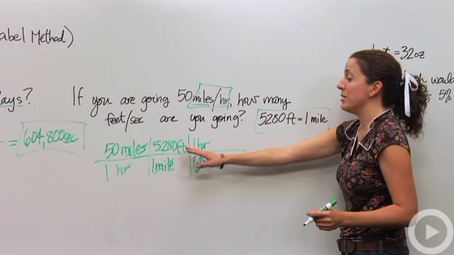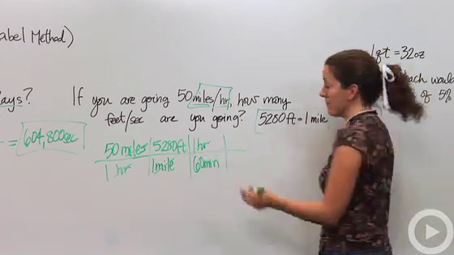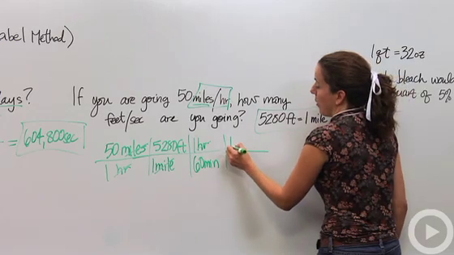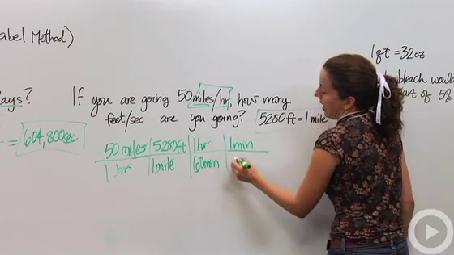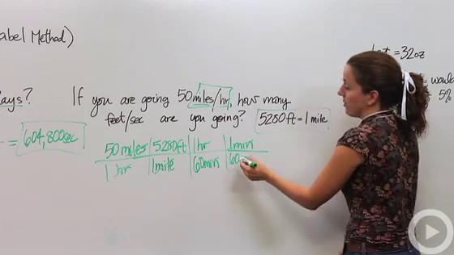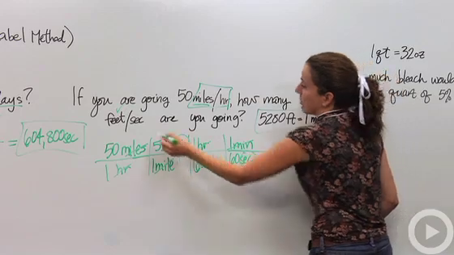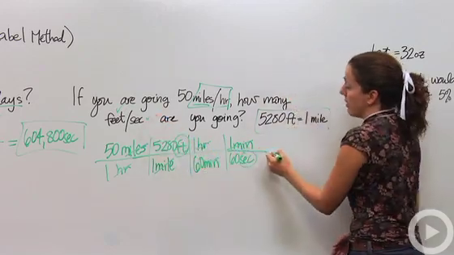If I were to stop now, I'd be in feet per minute. But I don't want feet per minute, I want feet per second. So I'm going to keep going. I know in 1 minute I have 60 seconds. These minutes cross out, and now I'm left with feet up top, which is what I want, and seconds on the bottom, which is what I want. So now I'm in the units that I want.